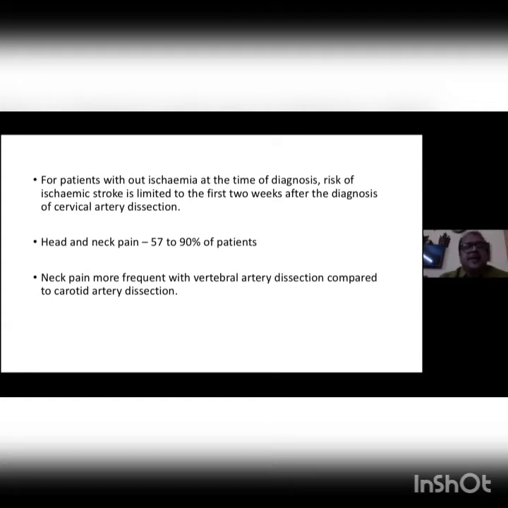Head and neck pain happens in 57 to 90% of the patients. So when there is head pain or neck pain after trauma or some kind of exercise, which I mentioned before, we have to suspect cervical artery dissection. We have to do investigations for that. Neck pain may be more frequent with vertebral artery dissection compared to carotid artery dissection. There are patients who come with neck pain, occipital pain, sudden onset after some kind of chiropractic or other procedures. They get neck pain more frequently with vertebral artery dissections rather than carotid artery dissection.